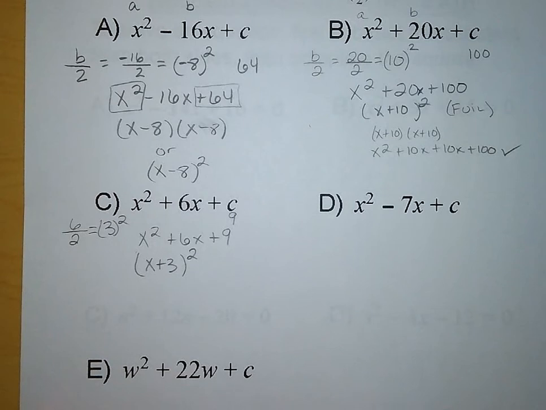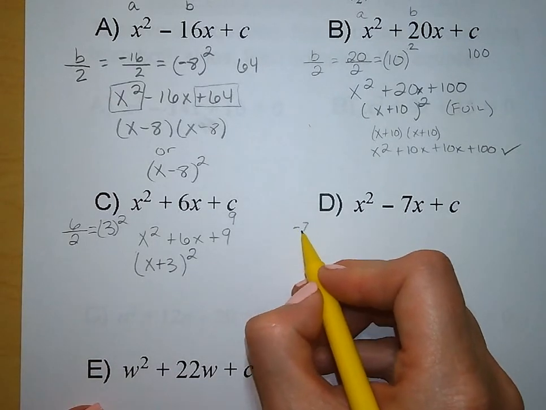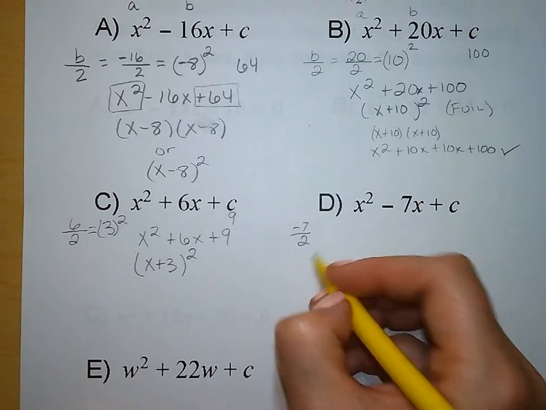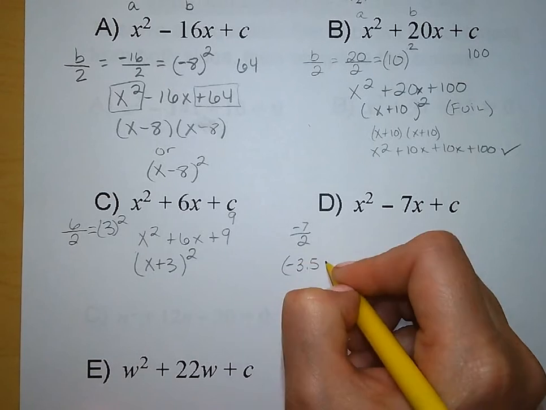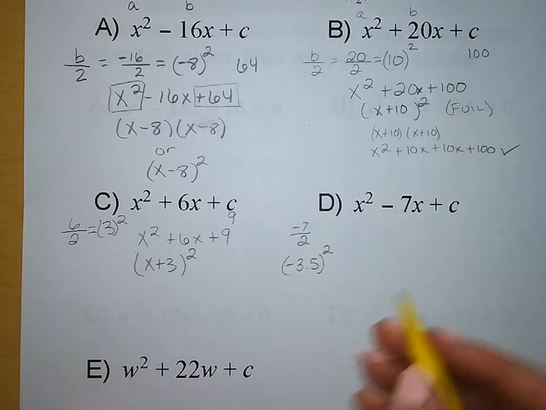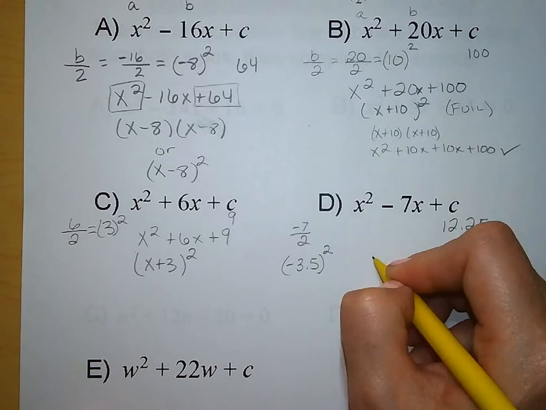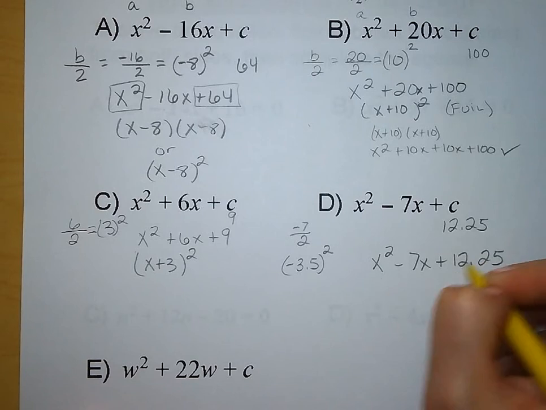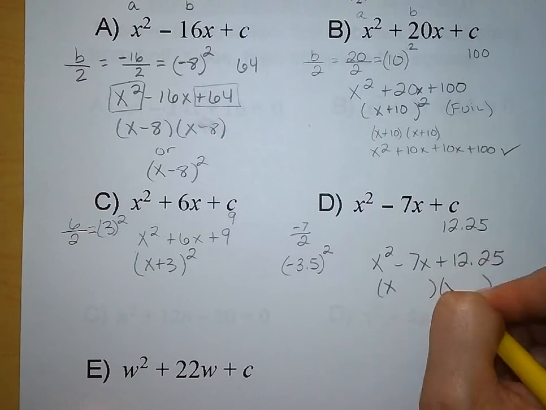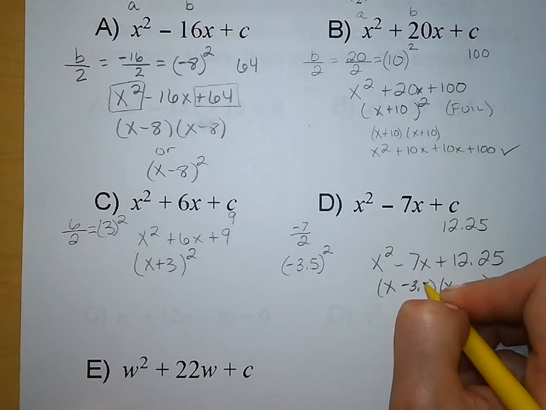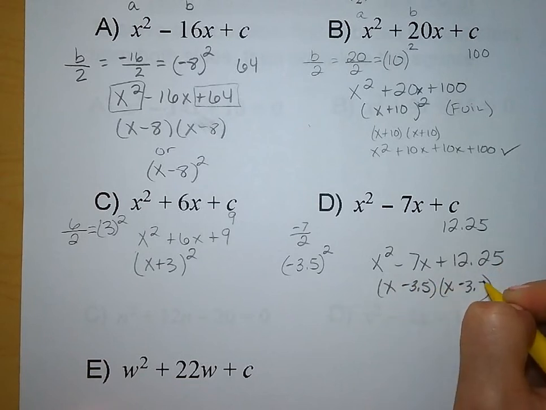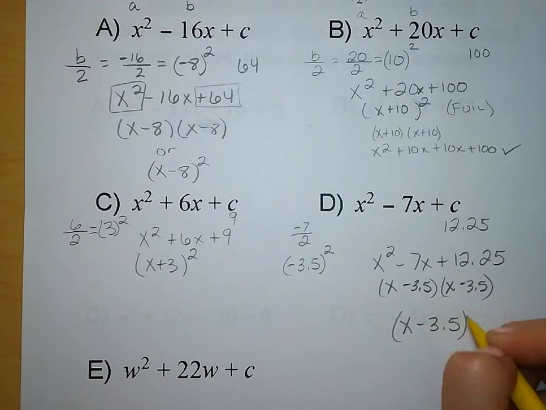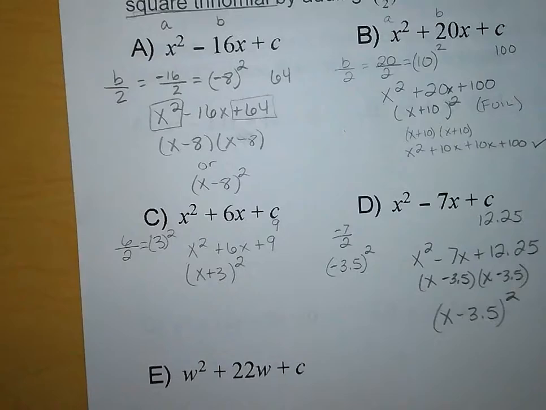Okay. Letter D, x squared minus 7x. We've got negative 7 divided by 2, which is going to give us negative 3.5. Negative 3.5 squared is 12.25. X squared minus 7x plus 12.25, which when factored is going to be x minus 3.5 times x minus 3.5. We could also write it as x minus 3.5, the quantity squared.